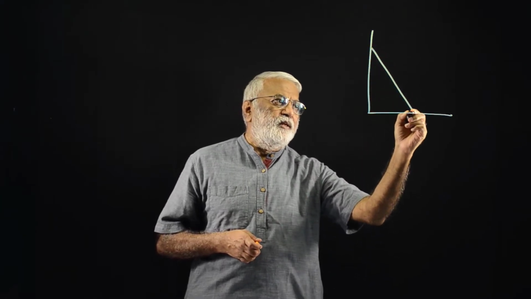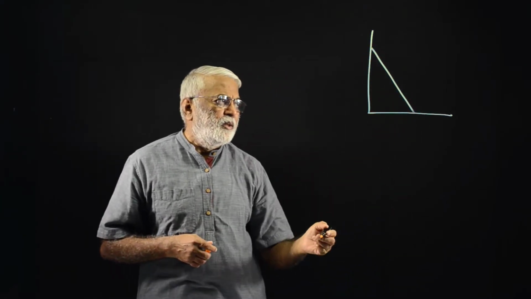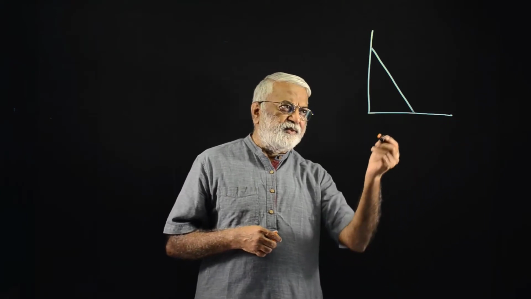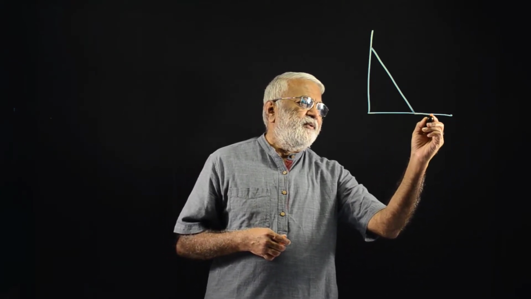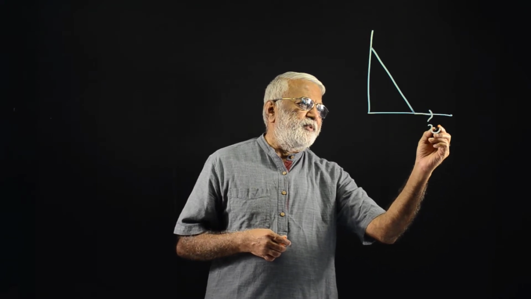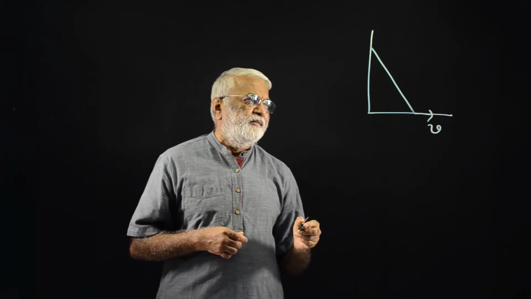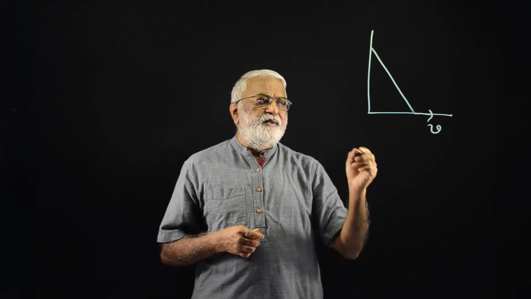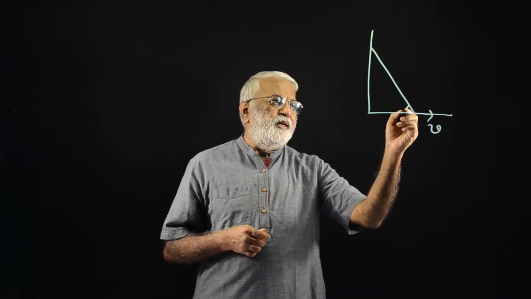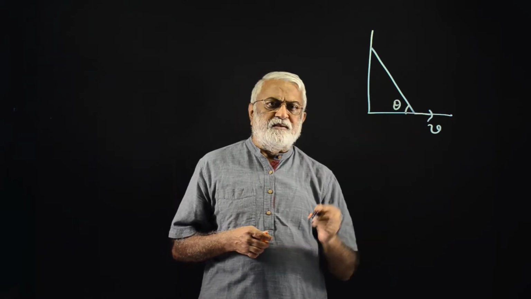One end of a long rod is leaning against a vertical wall, and its lower end is on a horizontal surface on the floor. The lower end is being dragged away from the wall with a steady speed v. Your interest is to find the velocity of the upper end of the rod at the moment when the rod makes an angle theta with the horizontal.